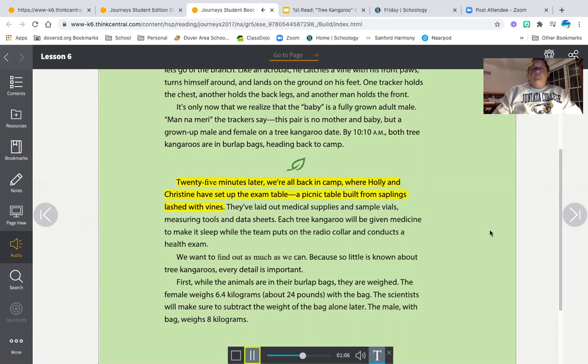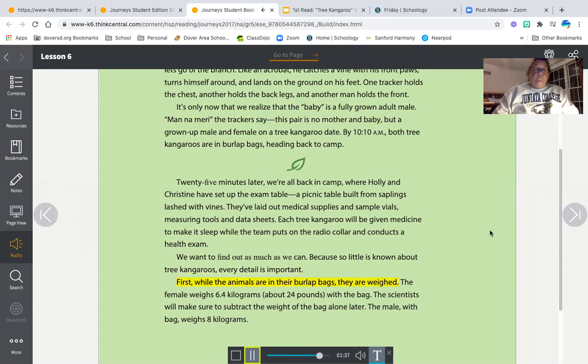25 minutes later, we're all back in camp, where Holly and Christine have set up the exam table, a picnic table built from saplings lashed with vines. They've laid out medical supplies and sample vials, measuring tools, and data sheets. Each tree kangaroo will be given medicine to make it sleep, while the team puts on the radio collar and conducts a health exam. We want to find out as much as we can, because so little is known about tree kangaroos, every detail is important.